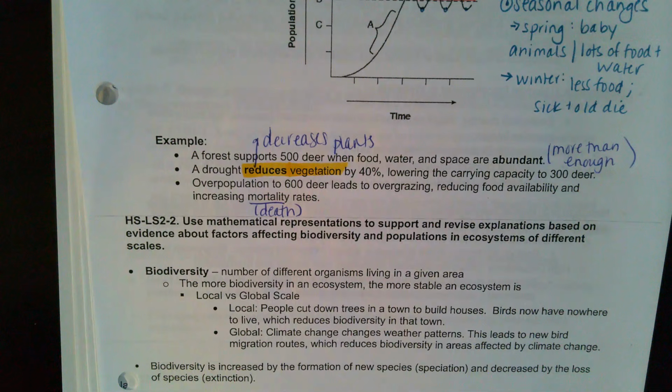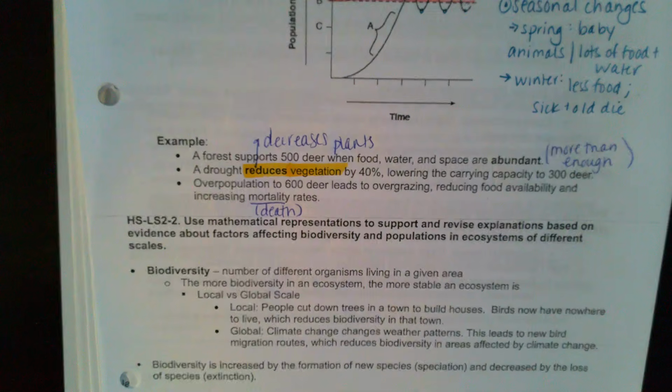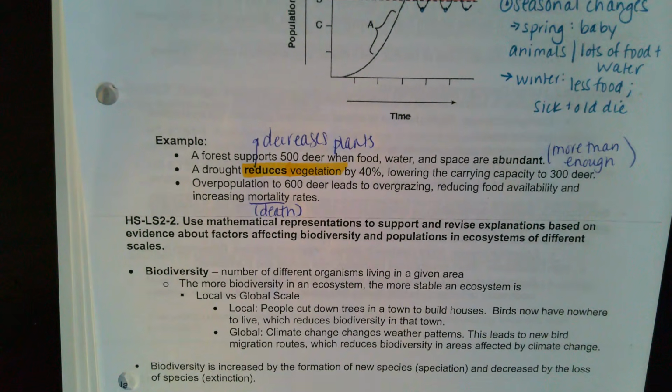Now, the next section is talking about, again, mathematical representations. There's probably going to be some sort of graph. You're going to have to use a graph in order to help you. We have a few different words. Biodiversity we need to know. And then it talks about different scales. They'll provide that to you in the reading.